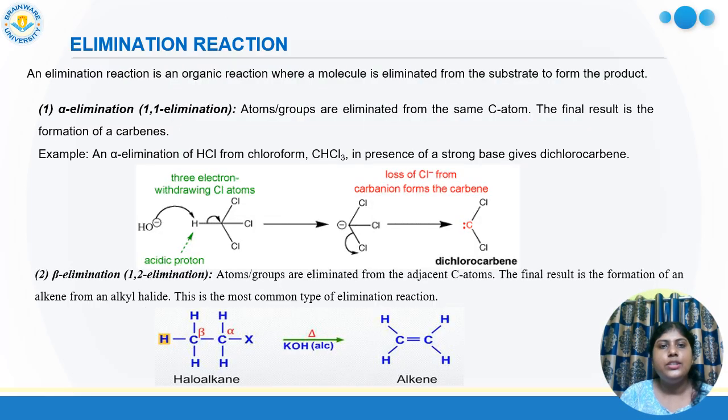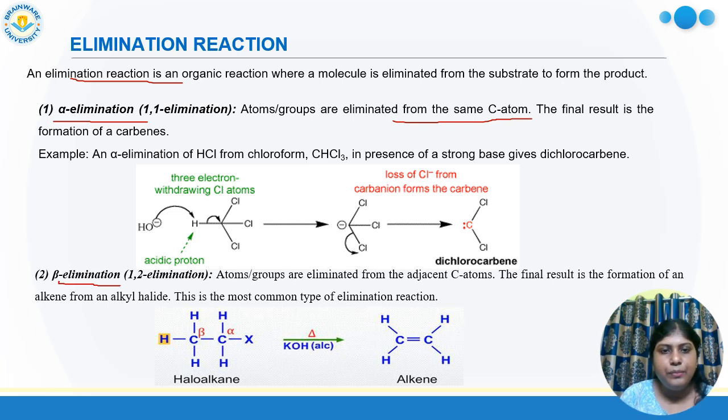What is elimination reaction? An elimination reaction is an organic reaction where a molecule is eliminated from the substrate to form the product. There are two types of elimination reaction. One, alpha elimination or 1,1 elimination, and the second one is beta elimination or 1,2 elimination. What is alpha elimination or 1,1 elimination? Atoms or groups are eliminated from the same carbon atom.